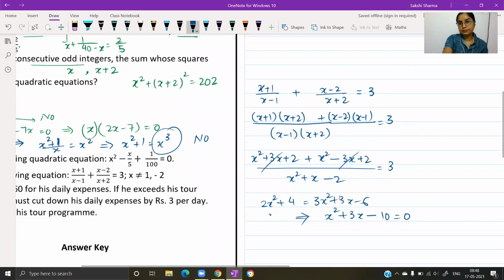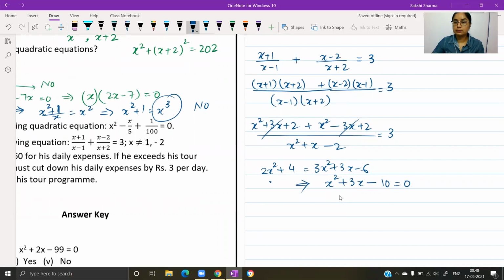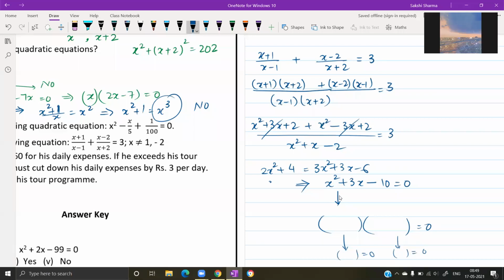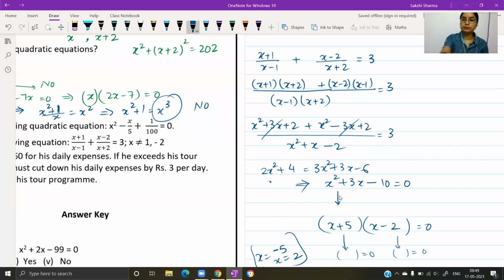Kindly check. The equation simplified is x square plus 3x minus 10 equals to 0. Now we have to solve it further also. Yes, you have to solve it further. Split the middle term and obtain your linear factors. Take each linear factor equal to 0. 5 into 2 and 5 minus 3. x plus 5, x minus 2. So x comes out to be -5 or x can be 2. These are the roots of the equation.